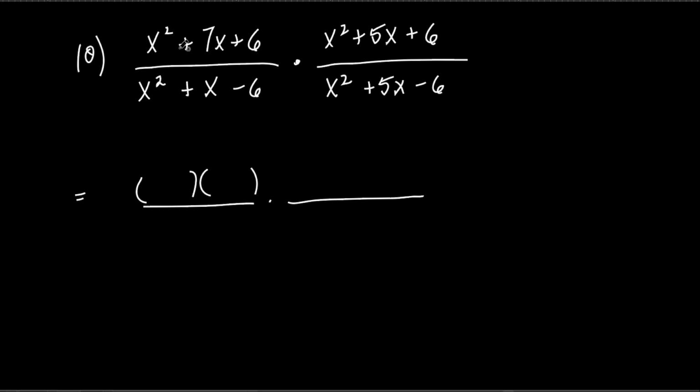Okay? So what do we get? What multiplies to be 6 and adds up to be 7? 6 and 1. That's pretty easy, right? Especially when they're all positive. When they're all positive, it's usually pretty easy. It's when one of them's negative, you got to think a little bit.